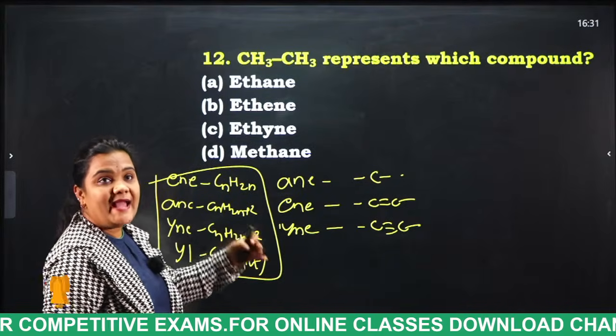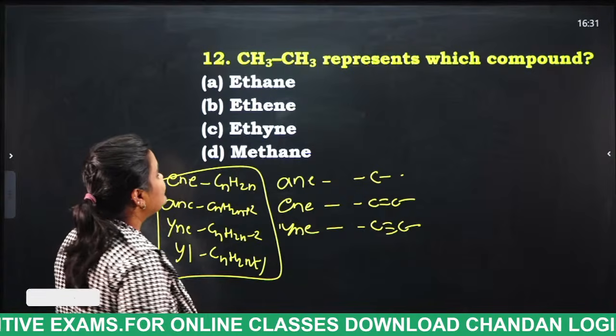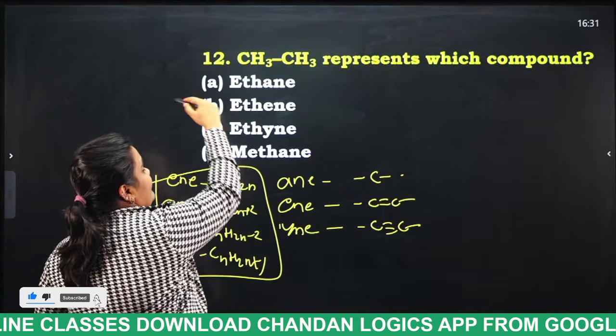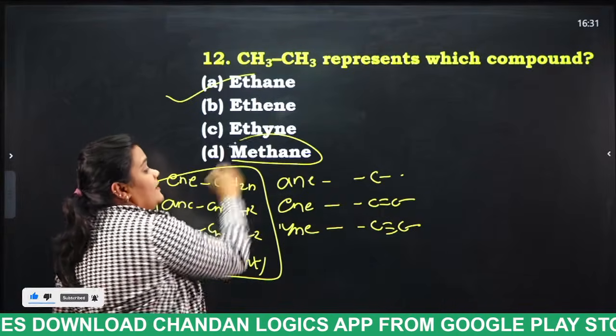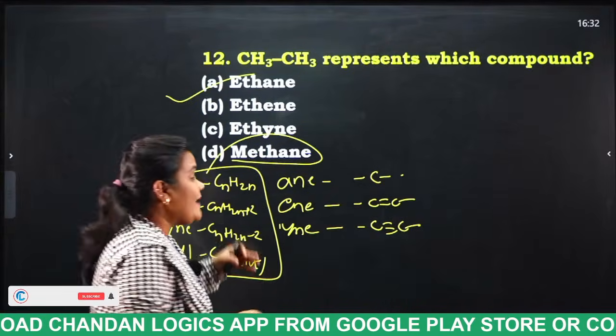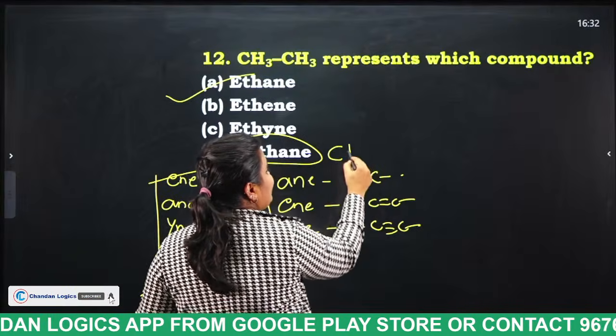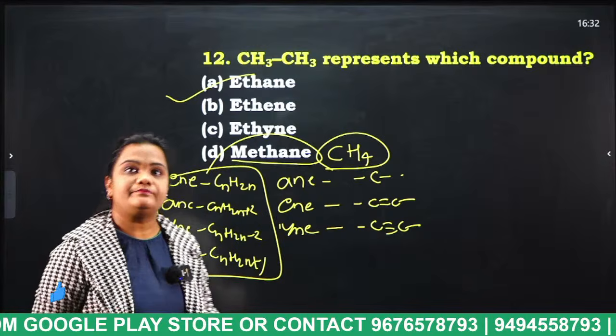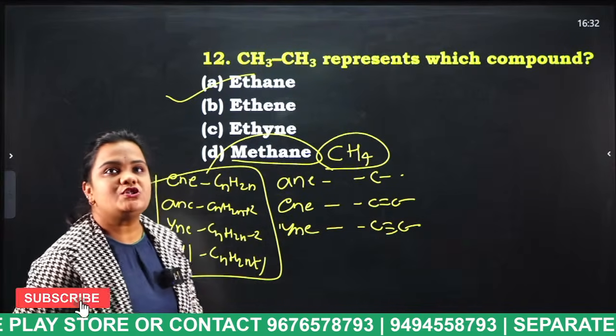Now try to get the answer for this question, students. What is the answer for this question? The answer is, as it is having a single bond, ethane. Why not methane? Because methane has only a single carbon and the formula for methane is CH4. Clear? Yes. Next question, students.